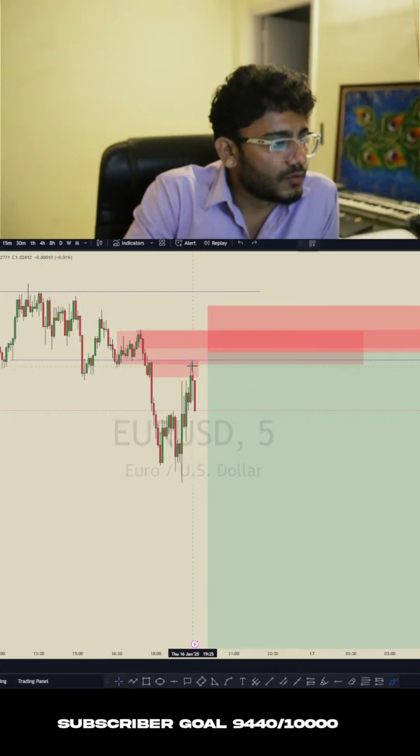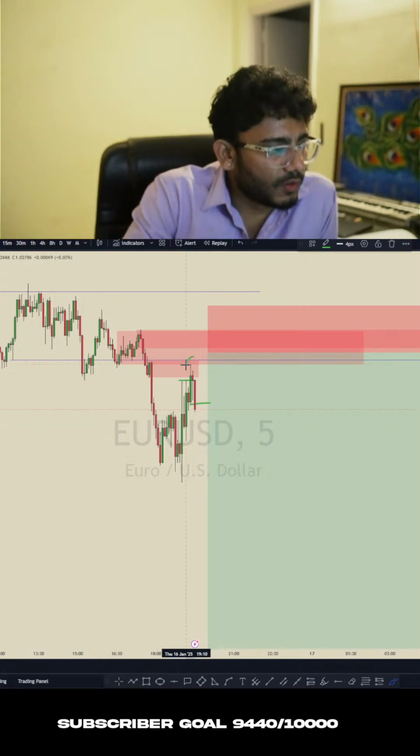So here we want to see this type of setup. Price should create highs and then it should engulf. This is what engulfing is. This is bearish engulfing. Price created a green candle and then again a bearish candle. So that's what we want to see here.